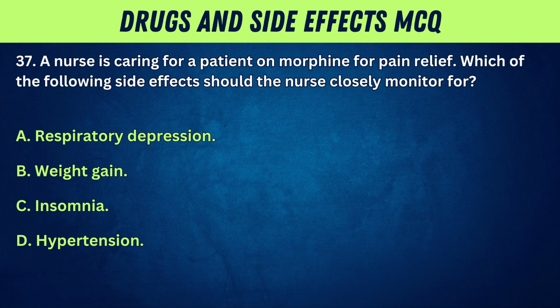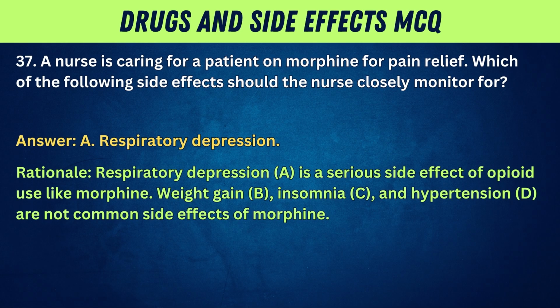37. A nurse is caring for a patient on morphine for pain relief. Which of the following side effects should the nurse closely monitor for? A. Respiratory depression. B. Weight gain. C. Insomnia. D. Hypertension. Answer: A. Respiratory depression. Rationale: respiratory depression, A, is a serious side effect of opioid use like morphine. Weight gain, B, insomnia, C, and hypertension, D, are not common side effects of morphine.